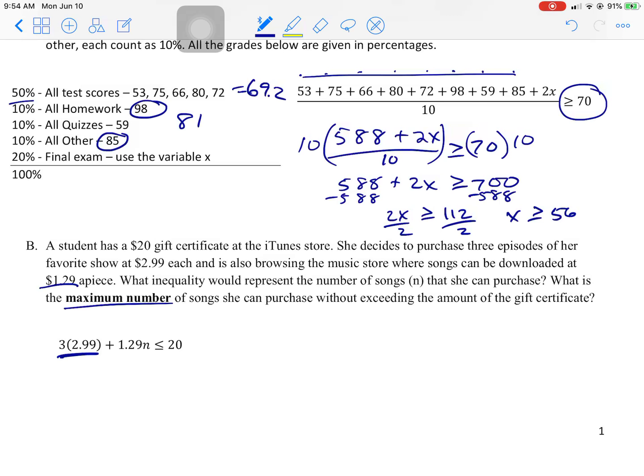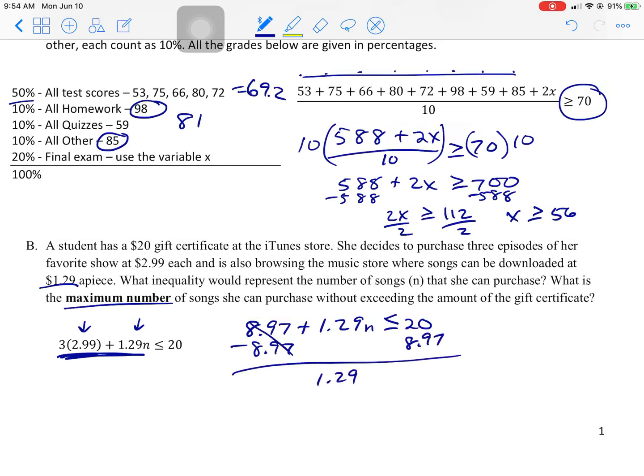So she needs, this whole side of this equation needs to be less than or equal to 20, right? She's just got a $20 gift certificate. So if these are the shows, then how many songs can she download a piece? So what is 3 times $2.99? That is $8.97. And then you want to move the $8.97 to the other side.